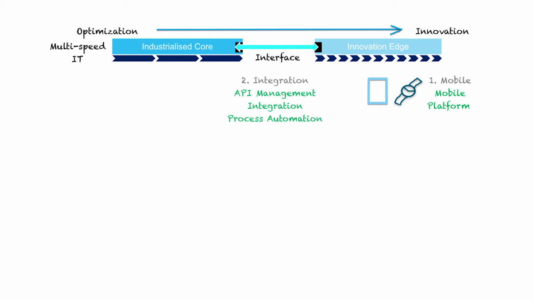The second theme is focused on integration. So I mentioned earlier that the mobile devices, for example, that sit on the innovation edge need to interact with the more stable capabilities that sit in the industrialized core through an interface. So the whole concept of integration from an IT perspective is clearly very important. And as organizations move more and more into the deployment of their solutions on the cloud, then the concept of APIs in terms of the interface between the different elements becomes really important.